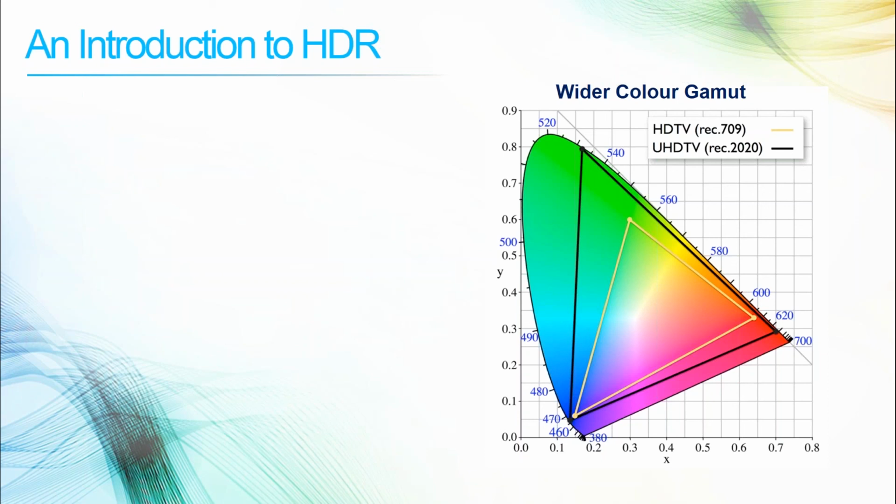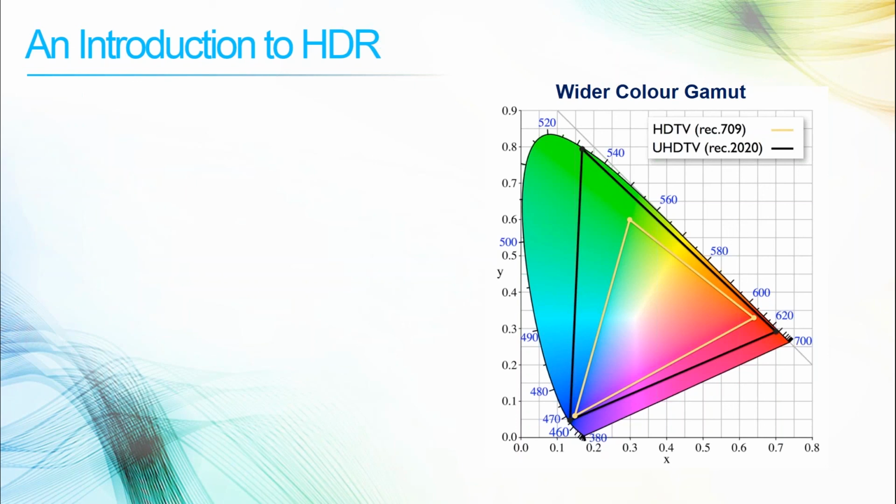Now, as part of HDR being rolled out, there's also something called Rec 2020, which is a new sort of broadcast standard, which basically says what sort of frame rates we can go at, what sort of rasters we can use, but also what colors are available to us. If we look at this color gamut here, I'm sure all of you have seen one of these charts before. It's a sort of mathematical representation of all of the colors that we can see.